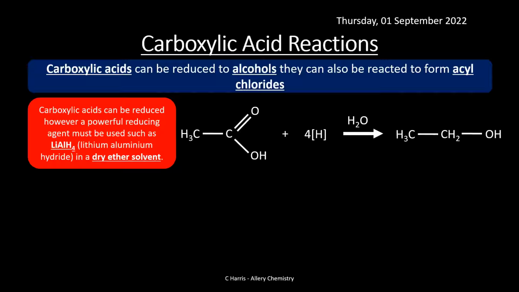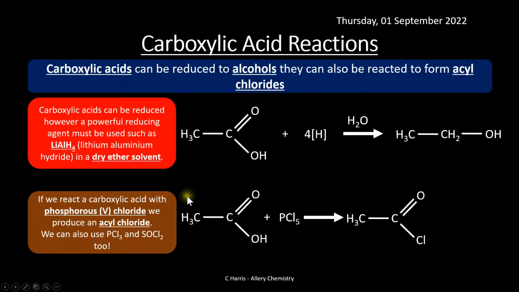So this is effectively going from a carboxylic acid, here ethanoic acid, with a reducing agent. Remember, we can use the square bracket and H to symbolize a reducing agent. And then this is obviously going to use water. We're going to add water to it basically. And this is going to be reduced through to a primary alcohol. In this case, it is ethanol.